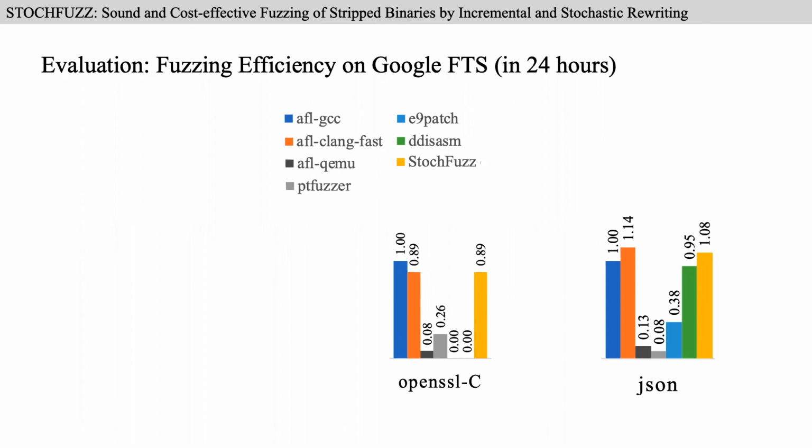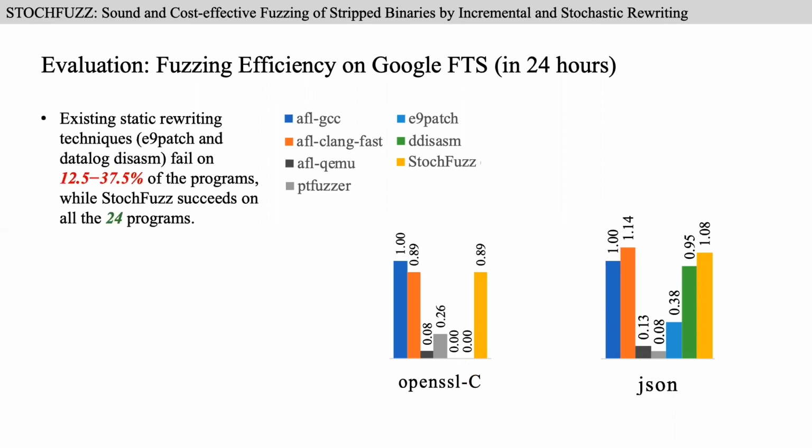They are for AFL GCC, which is always 1, AFL CloneFast, AFL QEMU, PTFuzzer, inline patch, data log disassembling, and STOCHFUZZ. Let's look at the OpenSSL result. We can see inline patch and data log disassembling both fail on rewriting it due to their unsoundness. In fact, existing static rewriting techniques all fail on some program in Google FTS, while STOCHFUZZ succeeds on all of them. Then let's look at the JSON result.